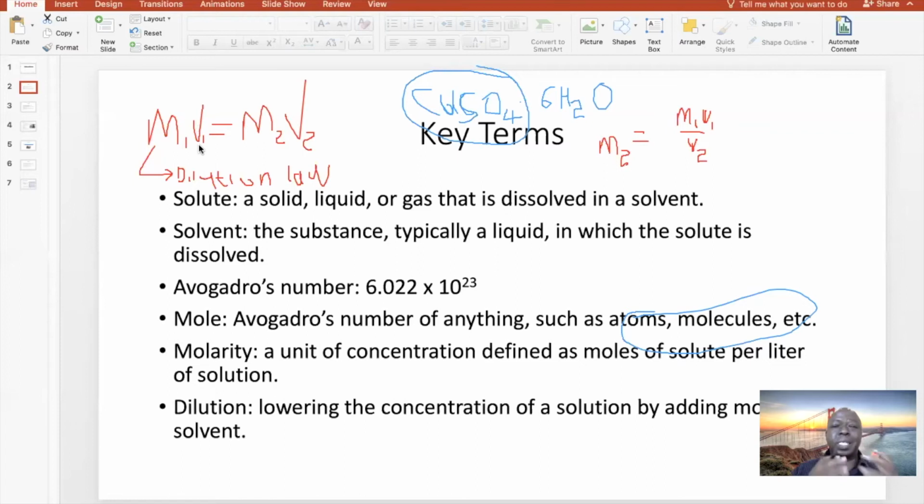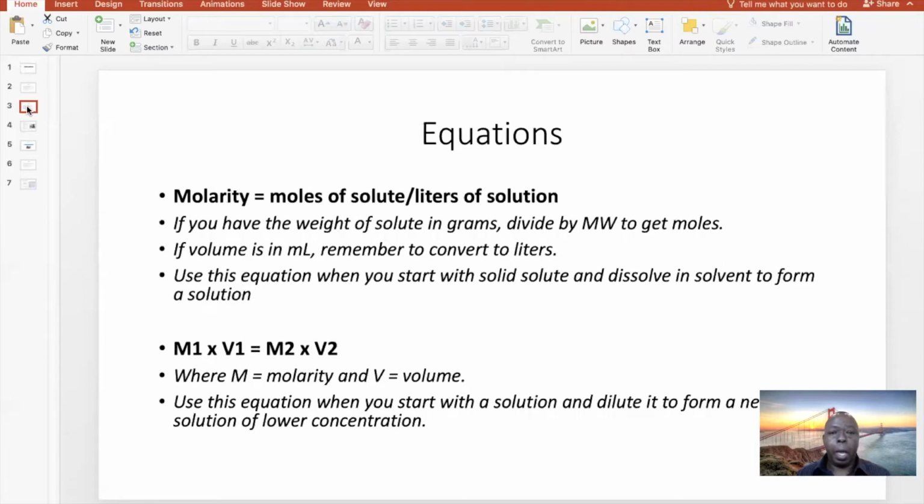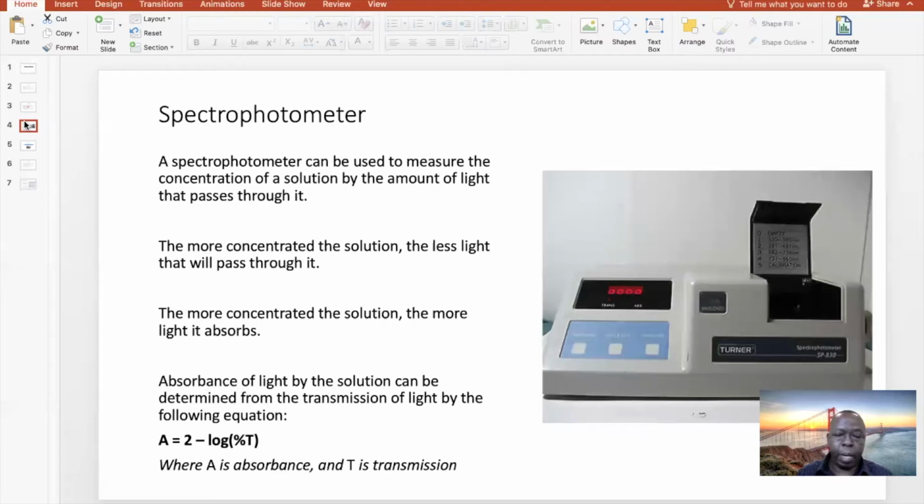But if we are starting with a solid reagent and we have to make a solution with a given concentration, we use the previous one: number of moles over volume in liters. That's all I want you to know as far as the prerequisite skill is concerned. You can find the PowerPoint slide I'm sharing with you on module 4, experiment number 8. We'll come back to this slide later on, when I get to the point where it's called for.